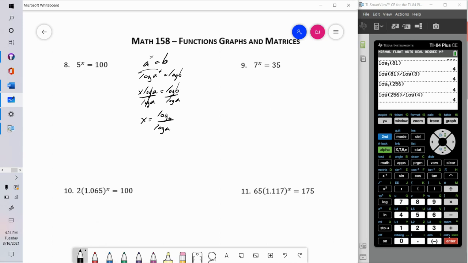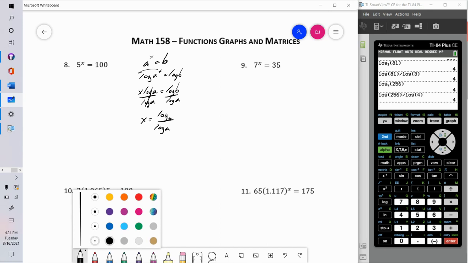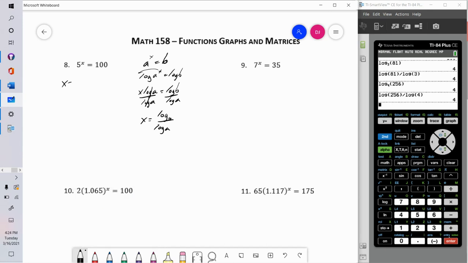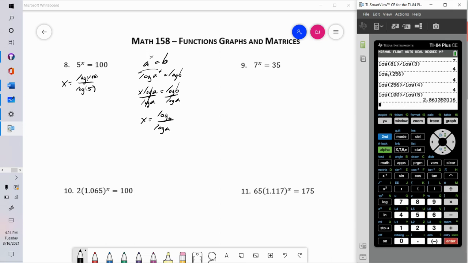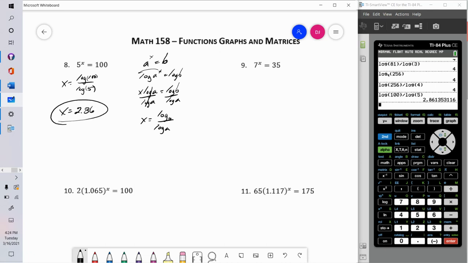So if I learn that pattern, I here just start with x equals the log of 100 divided by the log of 5. The log of 100 divided by the log of 5. Notice I'm closing the parentheses. And so x will equal 2.86. Okay. I'm going to go to 2 decimal places.